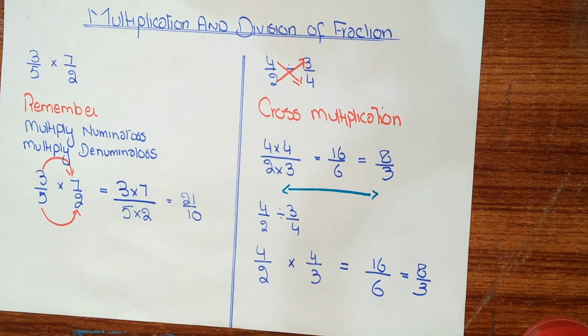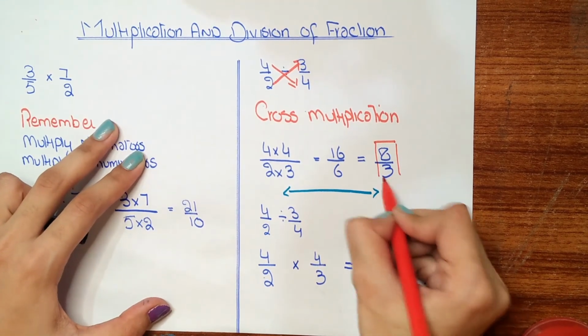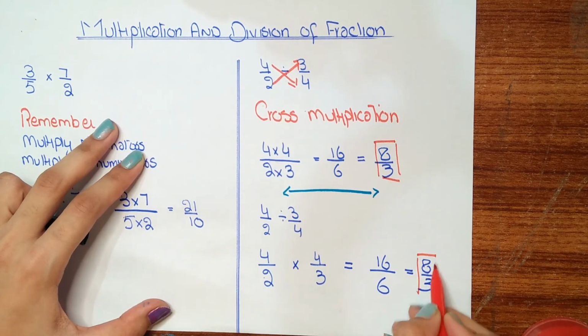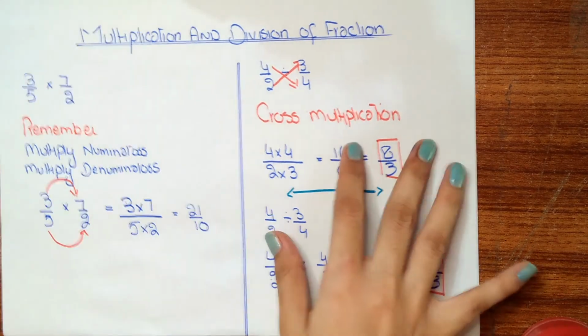So in both cases our answer is exactly the same. We can follow either this method, cross multiplication, or the other method. Our answer will be the same in both cases. So I hope you understand.